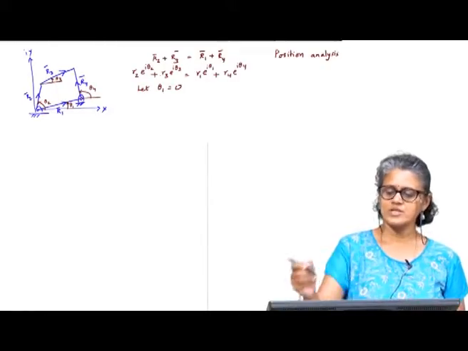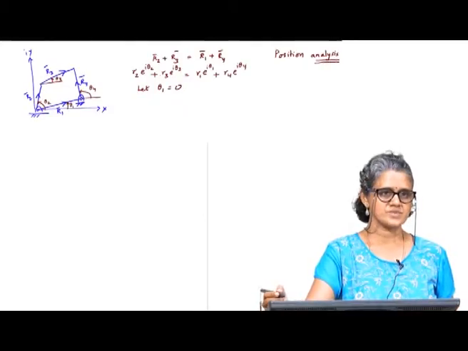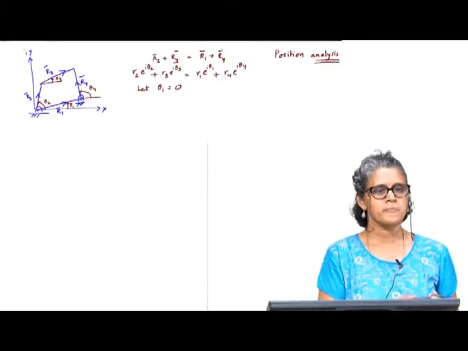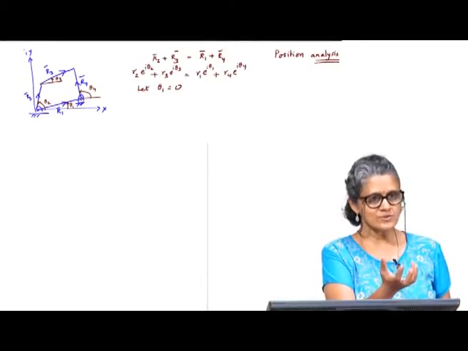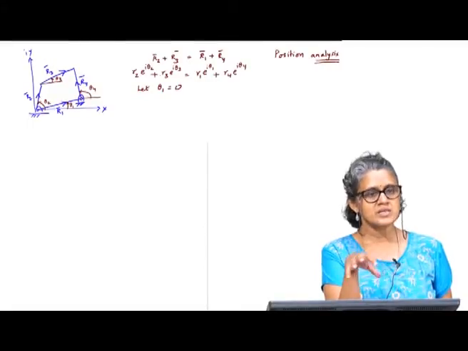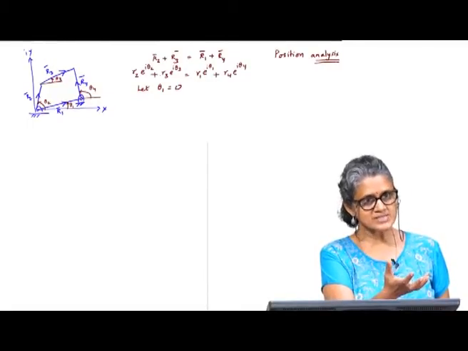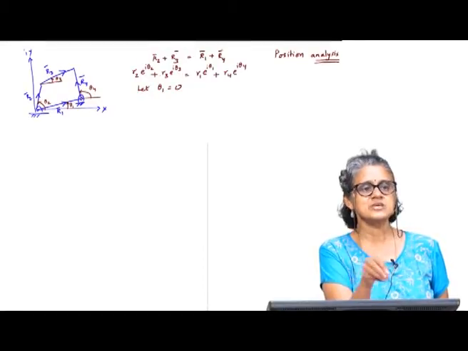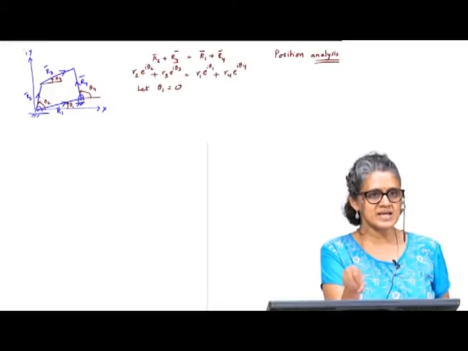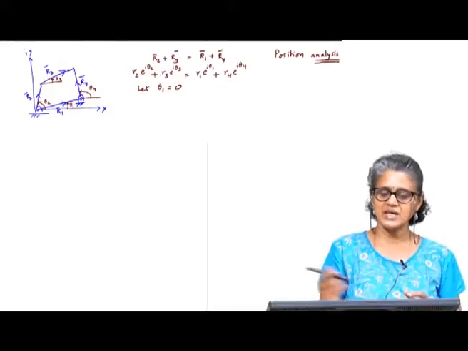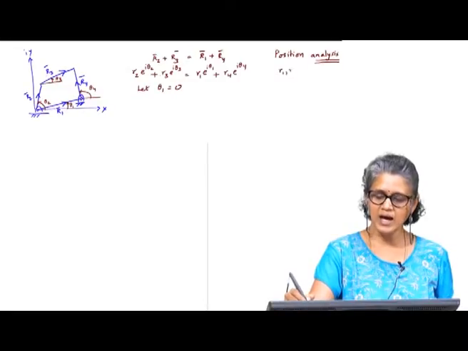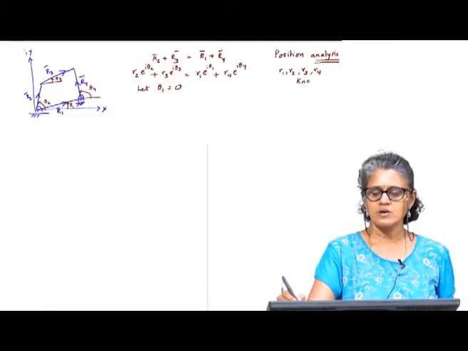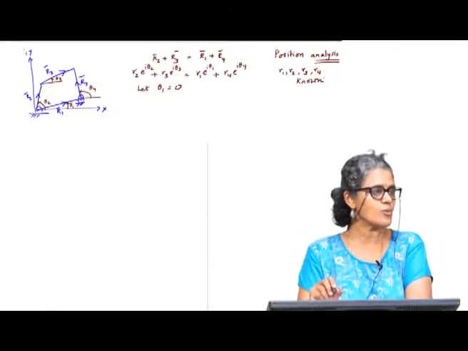So, when you are doing analysis, this is the difference from what we have done a lot of, which is synthesis. Synthesis is when you try to determine the link lengths. Now, what you are doing is you know the link lengths, you are given the linkage, and you want to see whether it behaves the way you want it to behave. That is analysis. So, in the case of analysis, link lengths are known. What else would you know?